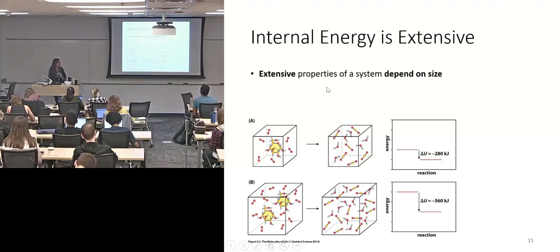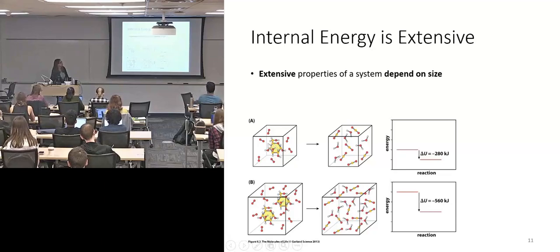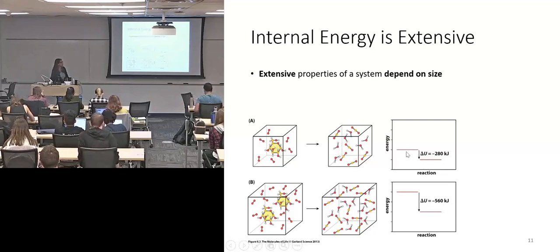But extensive properties of a system depend on size. So in this sort of imagined scenario, we don't just have one molecule of glucose here. We have our glucose molecule. We're imagining this represents 1 mole of it. It's reacting with our oxygen to produce for us water and CO2. And there's a release of energy. And so this is the initial state of energy, and this is a lower state of energy. This is how we would show it on an energy plot because it's a negative change.